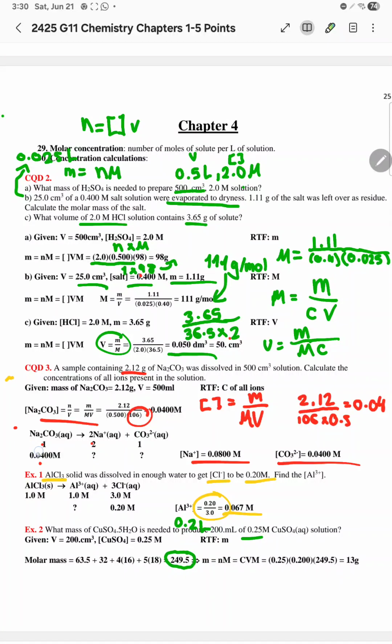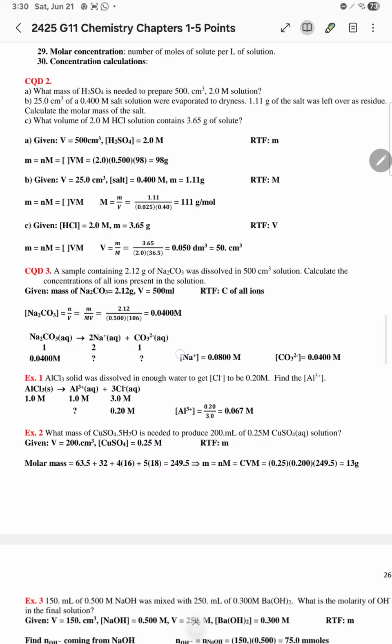So we know that mass, because they're asking for mass, equals moles times molar mass. Moles is 0.2 times 0.25. Times the molar mass you have, multiply everything together, and we should get 13 grams. And that's it for this question. Also, let me move on to the next page.